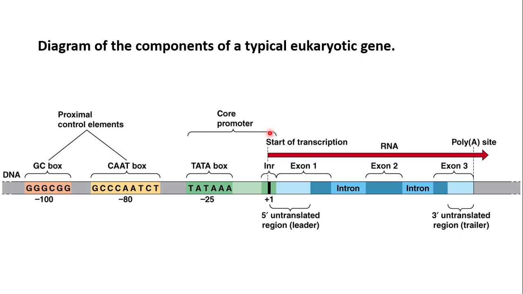This is a eukaryotic gene. A eukaryotic gene means a sequence of nucleotides, and this is the TATA box, which indicates the right place for transcription. And these are the intron and exon regions. Introns are non-coding regions, while exons are coding regions.